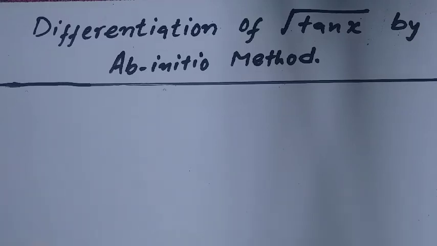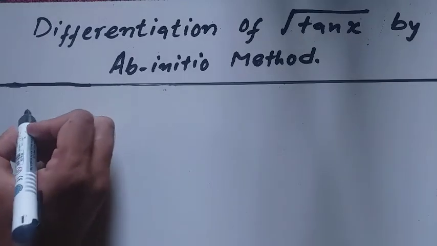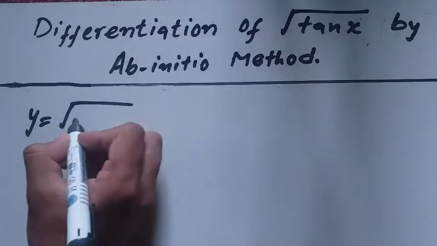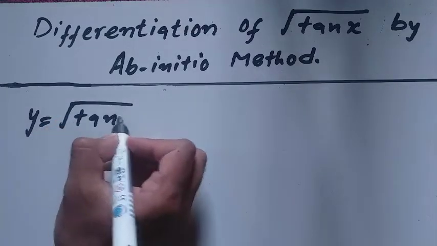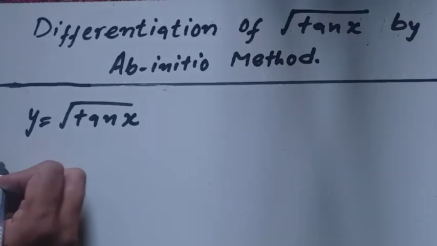आज के इस वीडियो लेक्चर में हम डिफरेंशिएशन करने जा रहे हैं under root of tan x की, by ab initio method और by first principle. बिना टाइम गवाए चलो शुरू करते हैं. The function is y is equal to under root of tan x, and we are going to find its derivative by ab initio method, by first principle. I can write the solution.